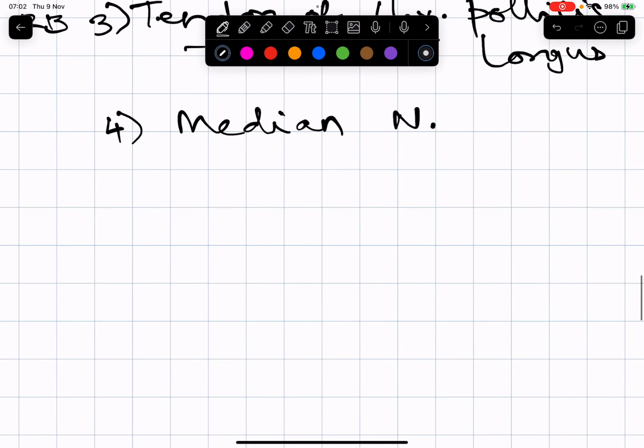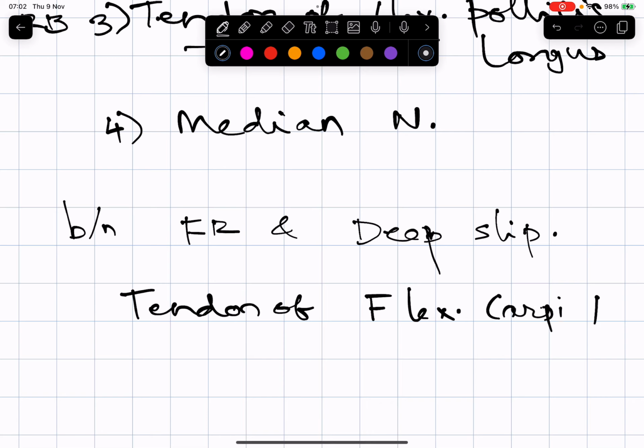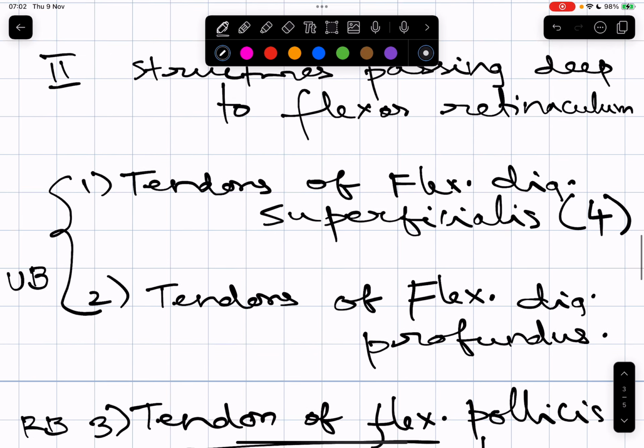So this is the most important structure of the carpal tunnel. All right. Now the structures passing between the flexor retinaculum and the deep slip of the flexor retinaculum would be just one tendon, that is the tendon of flexor carpi radialis, and it is covered by its own synovial sheath. All right. So this is about the flexor retinaculum, its attachments and structures.